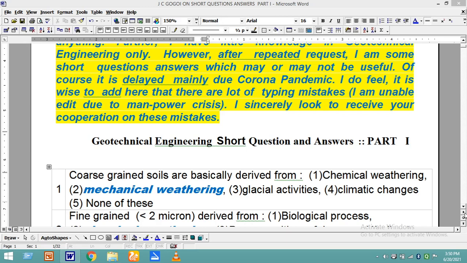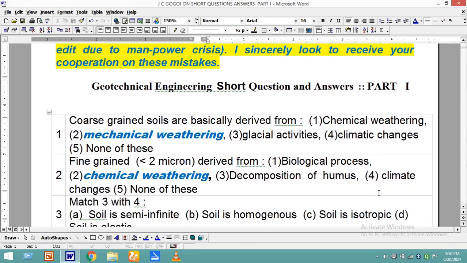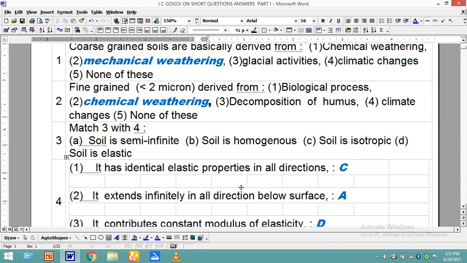Fine grain soil, less than 2 micron, is derived from biological process, chemical weathering, decomposition of humus, climate changes, or none of these. These are the answers. Fine grain soils are basically derived from chemical weathering. Now question numbers 3 and 4, match the following.